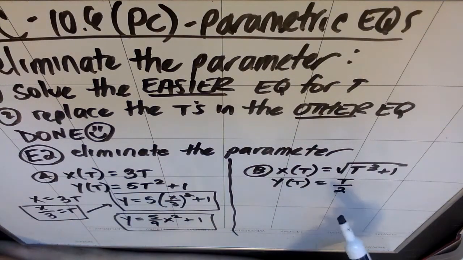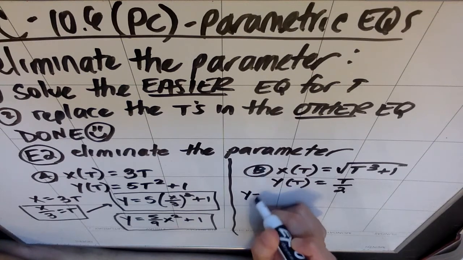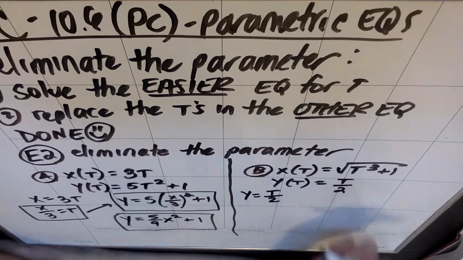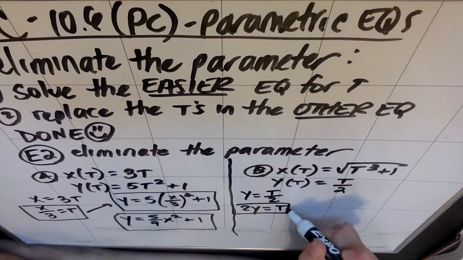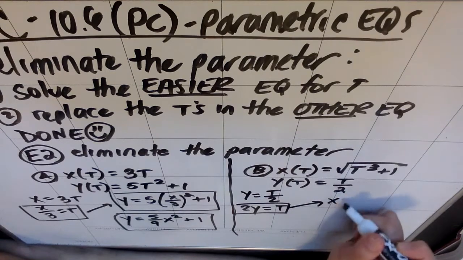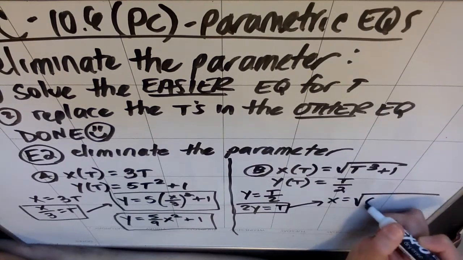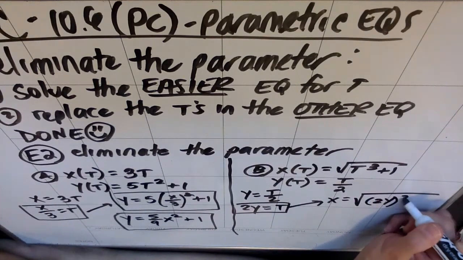If you look, my x equation has a square root and a t cubed, and it's kind of ugly. But my y equation is just t over 2. So my easy equation is going to be y equals t over 2. To get rid of that divided by 2, I'm going to multiply and get 2y in place of my t. I'm then going to take this and plug into my x equation. So x equals the square root of, in parentheses, 2y quantity cubed plus 1.